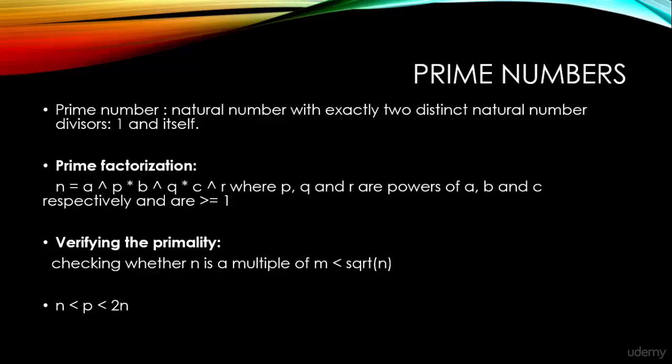If n is a positive integer greater than 1, then there is always a prime number p such that n < p < 2n.